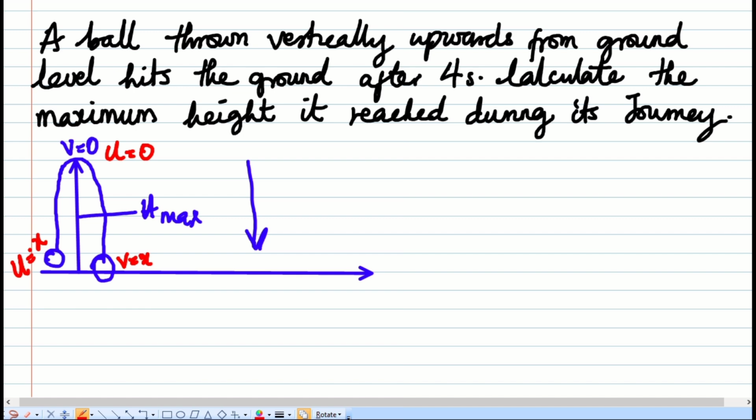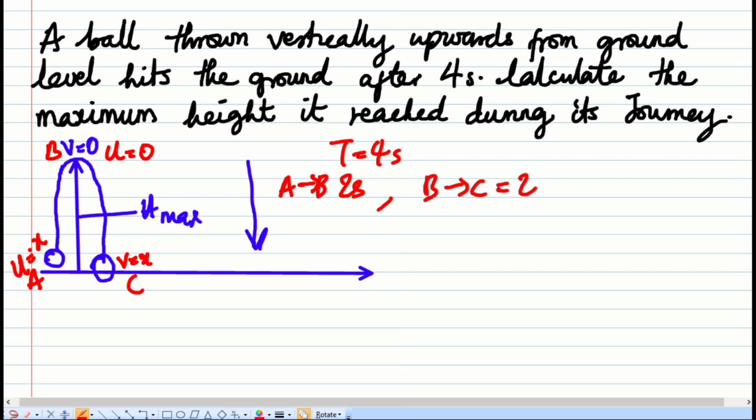So this is a symmetrical kind of motion, because the time it takes for this ball to move from, let's call this point A, call this point the highest point B, and call this point C. The time it takes for the ball to move from A to B is also equal to the time it takes to move from B to C. All right, so if the total time is 4 seconds, you want to agree with me that the time it takes to move from A to B will be 2 seconds. And also the time it takes to move from B to C will also be 2 seconds. If you add 2 plus 2, you get 4.